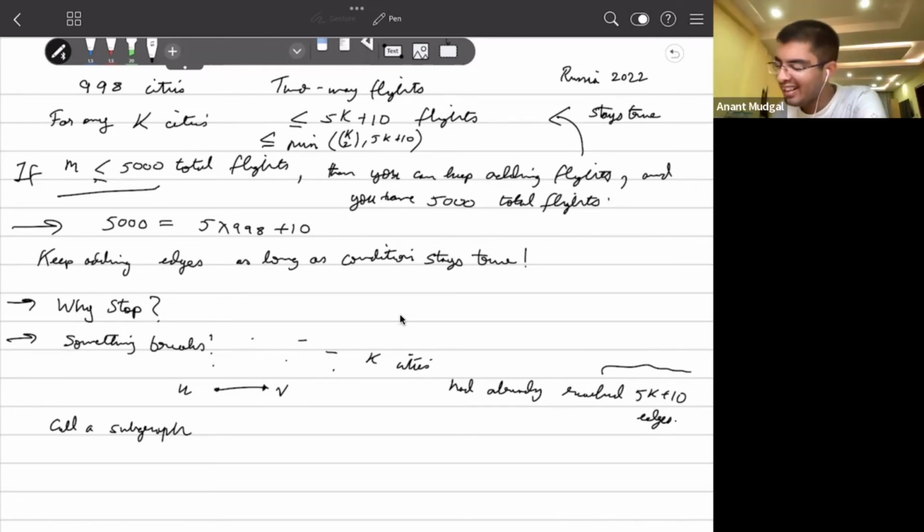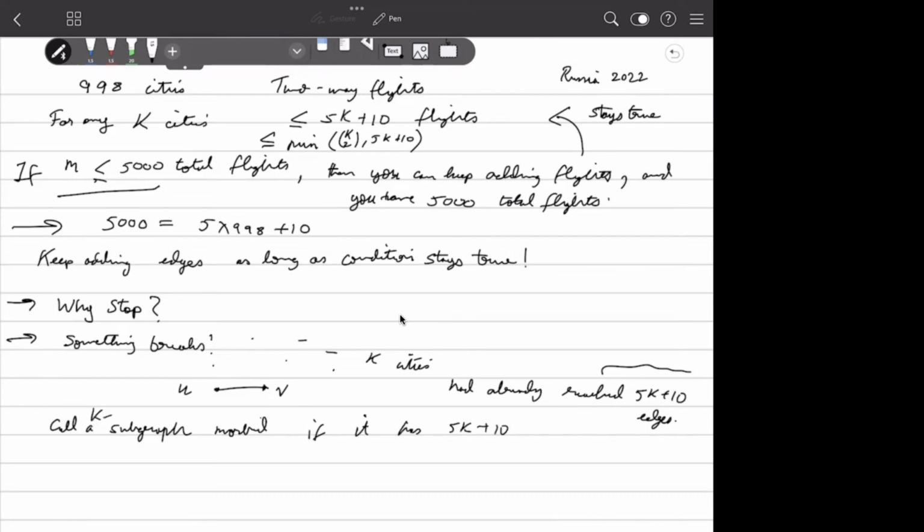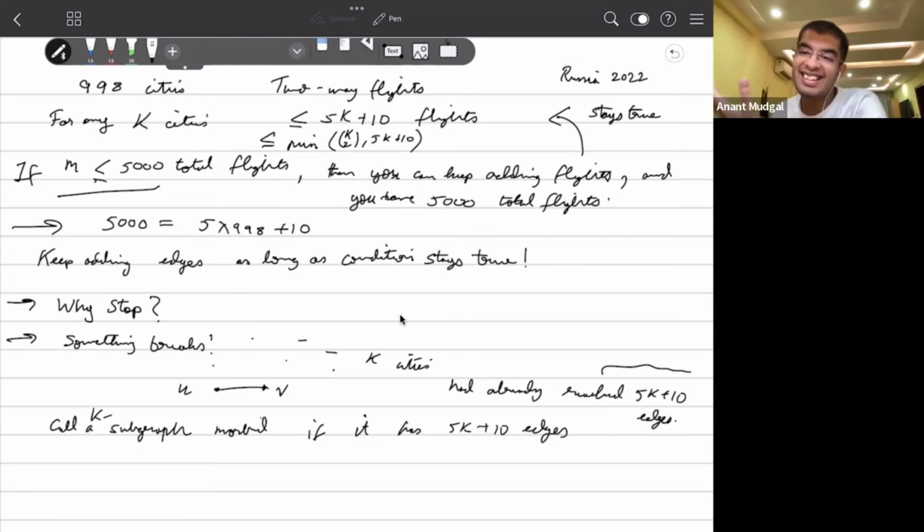Dead. Also got dead. Morbid. Okay, I'll replace this with morbid. Interconnected would be a better word. Connected or interconnected or something would have been better, but morbid is a very unfortunate label for them, but okay. If it has 5K plus 10 edges, fine.